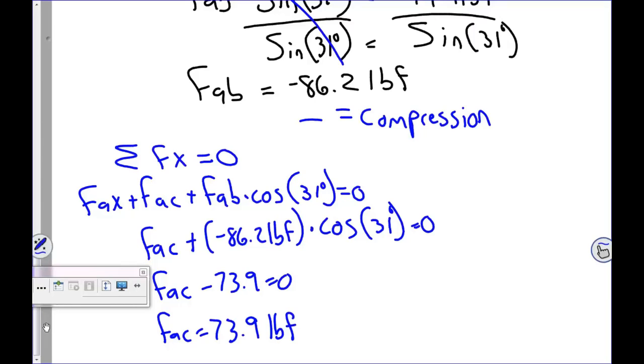Questions on how we got that? So it's in tension. Is that important information to know? Yeah.